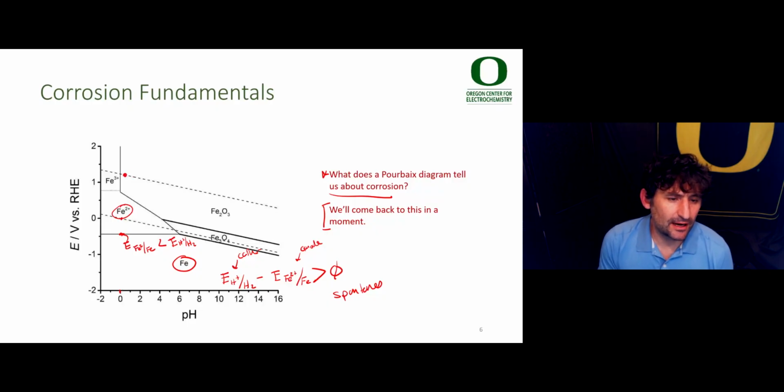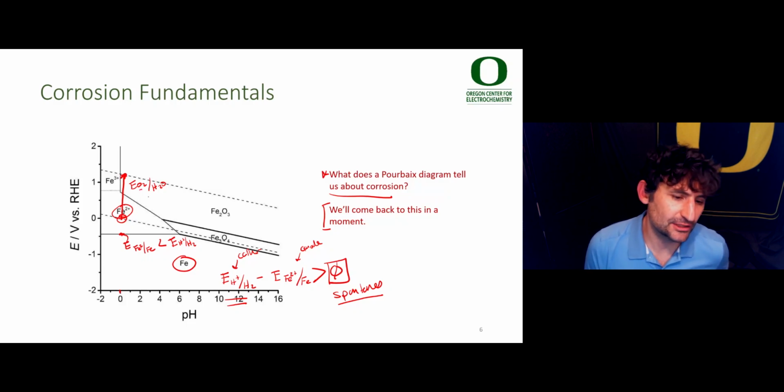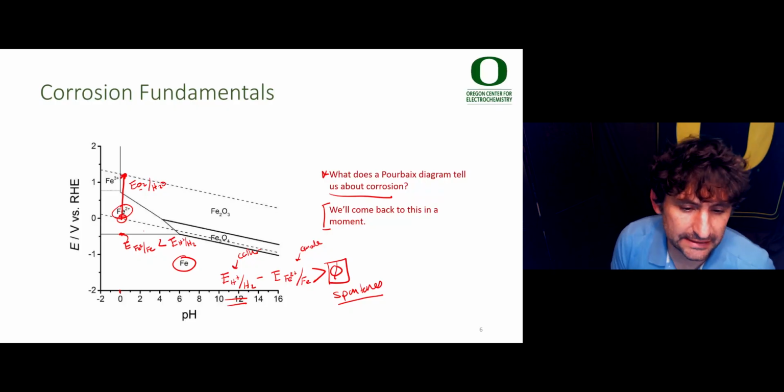The fact that the oxygen couple here, E(O2/H2O), is again 1.23 volts higher than the proton hydrogen couple tells us that this number will be even larger. This reaction will be even more spontaneous if you're oxidizing iron with O2 instead of with water or protons. And of course that makes sense. Oxygen is a much better oxidizing agent, so it's going to corrode the iron more easily.